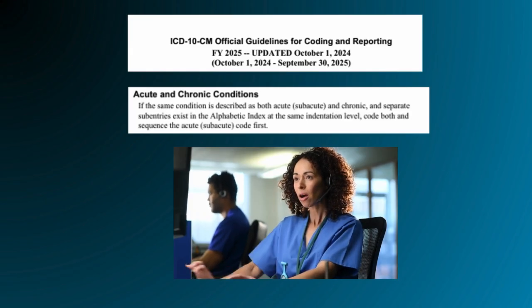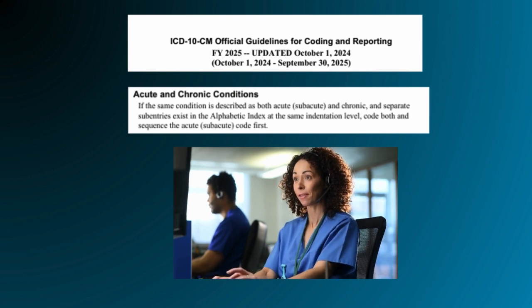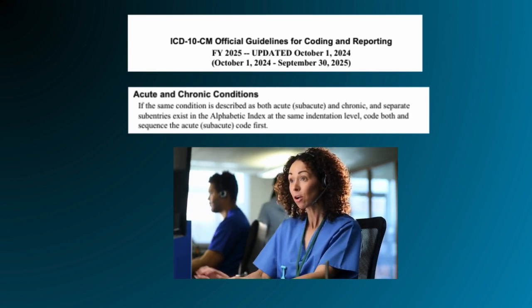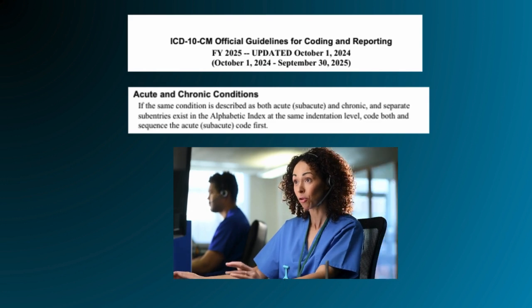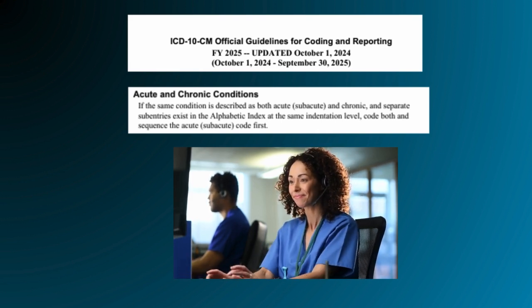So, I often hear questions like, "Jen, how do I properly code a condition that's documented as both acute and chronic? I'm particularly confused about how to find and sequence the codes correctly in the ICD-10-CM manual." That's an excellent question. Let's unpack this guideline to make it more understandable.